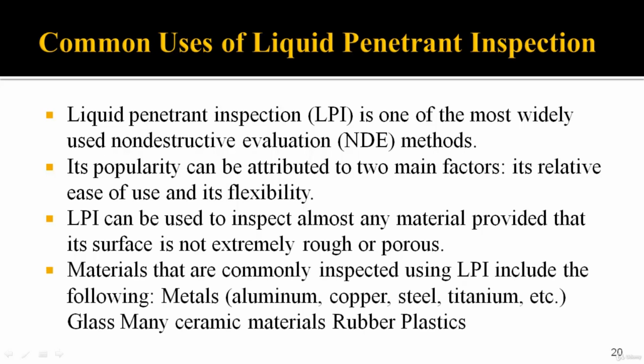Materials that are commonly inspected using LPT include metals like aluminum, copper, steel, titanium, glass, many ceramic materials, rubber, plastic, etc. Alright, hope you got the idea about how this testing is done and what steps we follow in these techniques. In the next lecture, we will talk about the advantages and disadvantages of liquid penetrant testing.